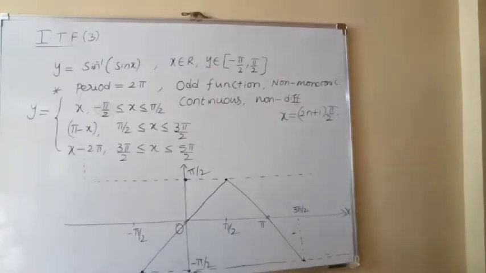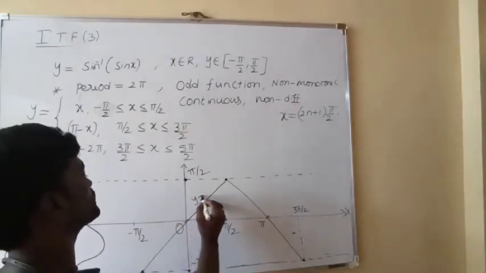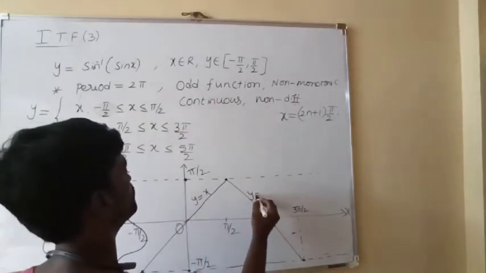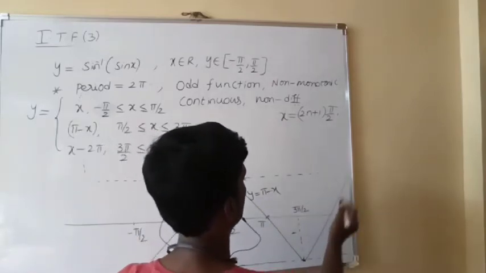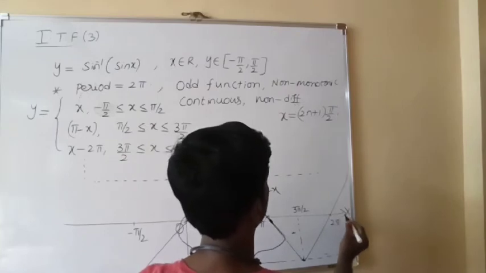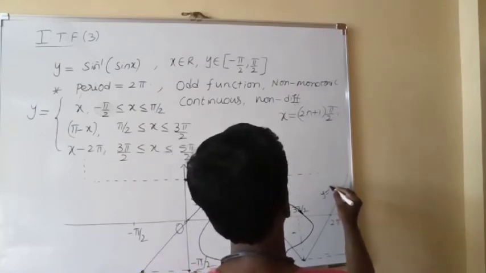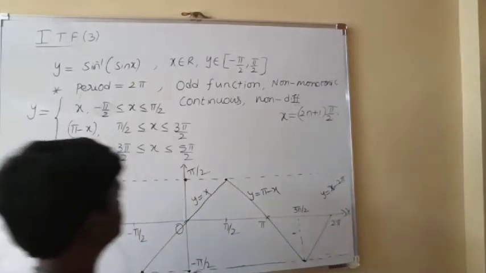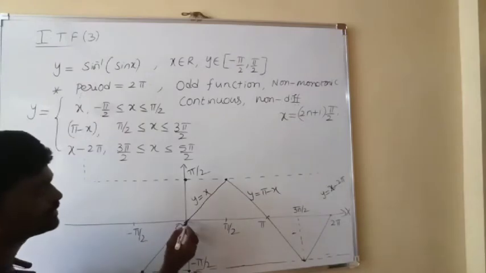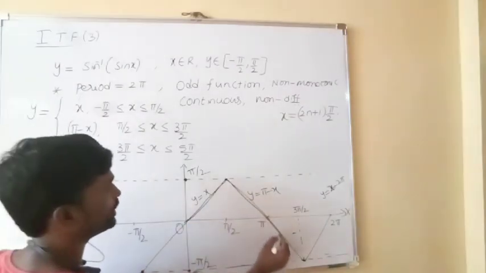And when x is... so this is the line y is equal to x. This is y is equal to pi minus x. Next, what do you get? x minus 2 pi. So you consider this part only. So this is a 0 to 2 pi graph.